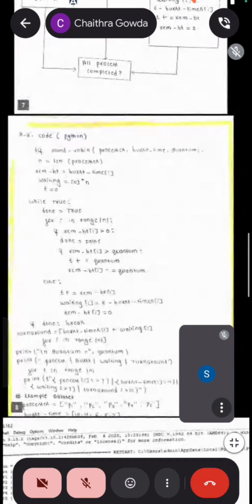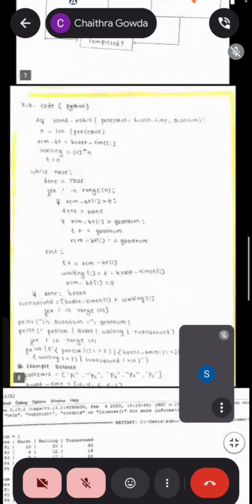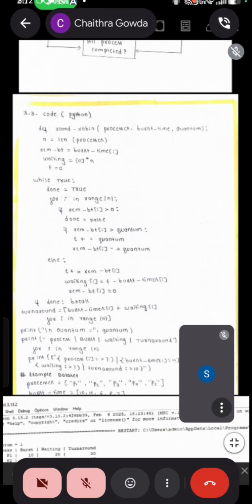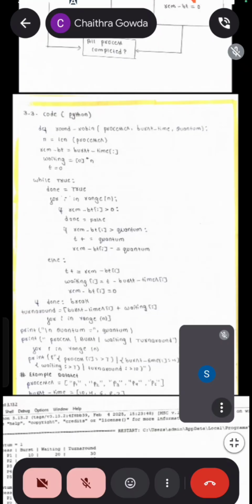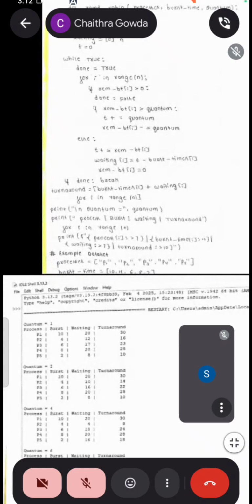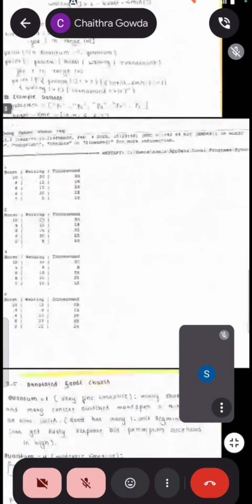Next, I am going to explain the code, def round_robin. It takes processes, burst time, and quantum, and n is equal to the number of processes. rem_bt is equal to the burst times, waiting is equal to 0 times n, then t is equal to 0. While True, done is equal to True, for i in range n, if rem_bt[i] is greater than 0, done is equal to False, and rem_bt[i] is reduced by the quantum. This is the output of this code.